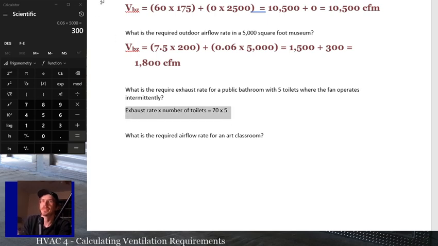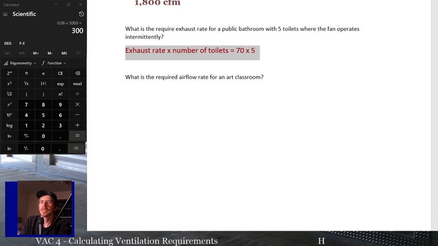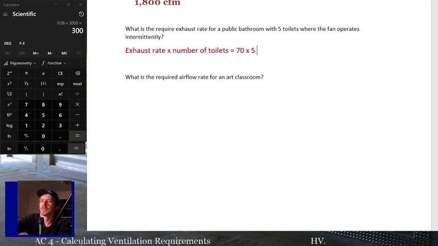All right, and I'll go ahead and darken this up and make it bigger so we're focusing in the right spot, right? Exhaust rate times the number of toilets is 70 times 5. So that means that 70 times 5 is 350, right? So we need an exhaust fan that can do 350 CFM.